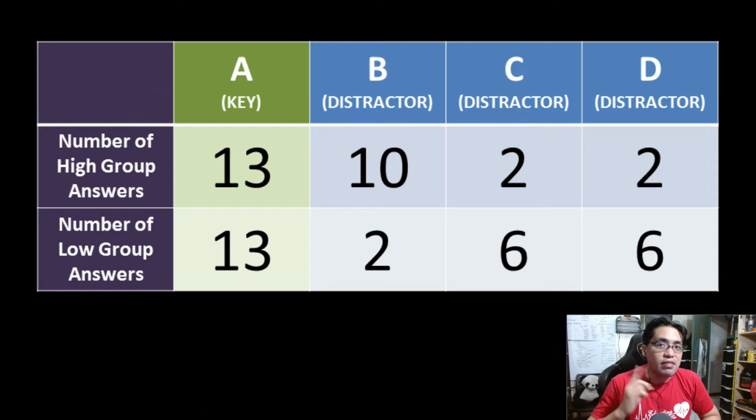Next, consider this illustration on the screen right now. Let's say that on this particular test item, we have a question with 1 key and 3 distractors. As you can see on the screen, some students in both the high group and the low group answered the key. Some students from both the high group and the low group answered the various distractors. However, please notice that there is an equal number of students from both the high group and low group that answered the key.